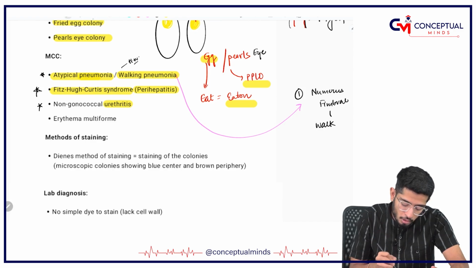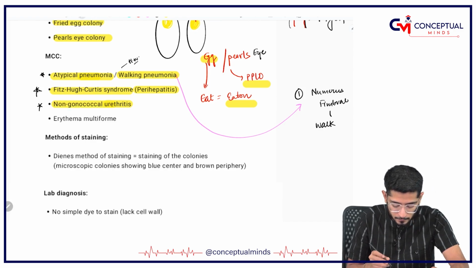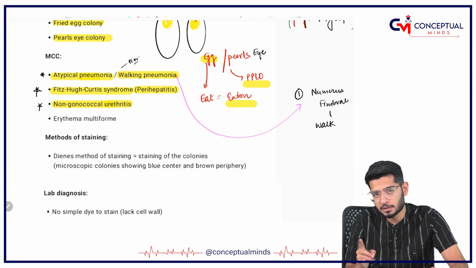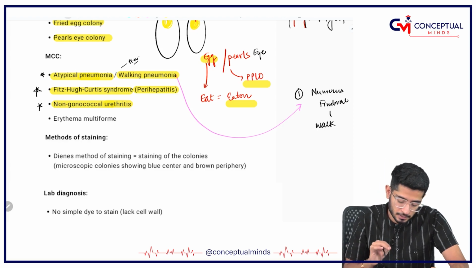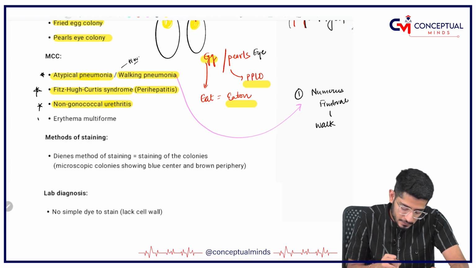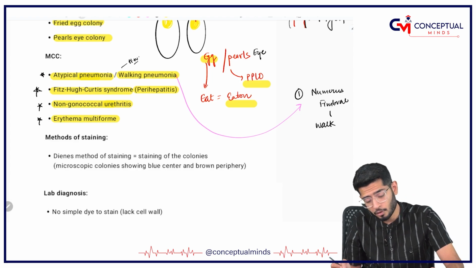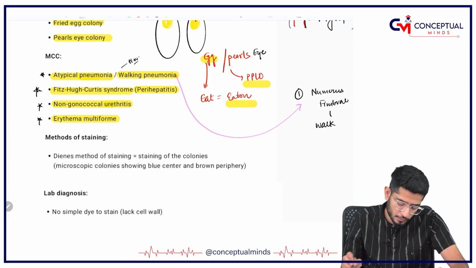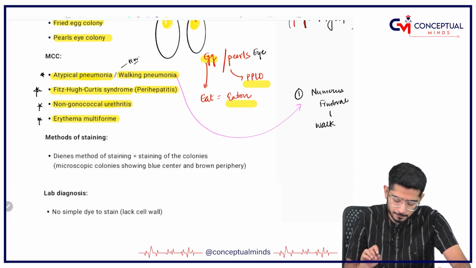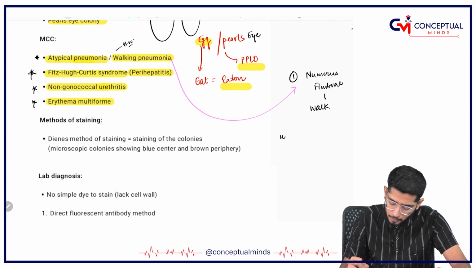Next is non-gonococcal urethritis. Obviously, one cause of non-gonococcal urethritis was chlamydia. The other cause of non-gonococcal urethritis is mycoplasma. And it is also responsible for causing erythema multiforme. Erythema multiforme. So please remember, a very simple trick to remember for mycoplasma is the vowels only.